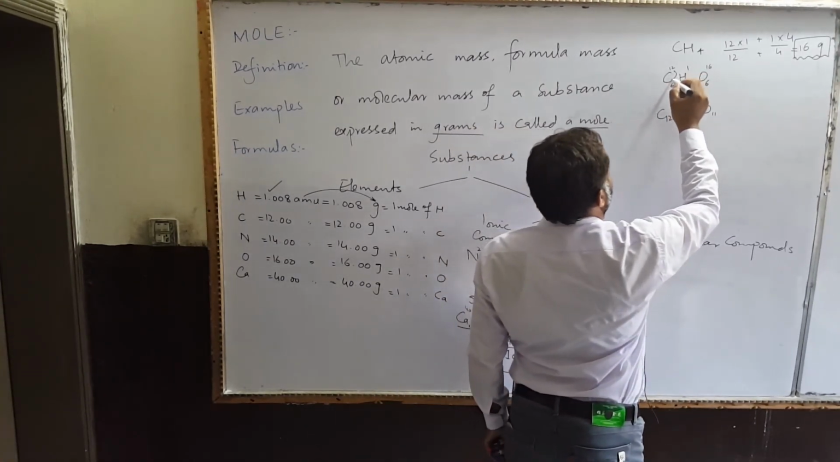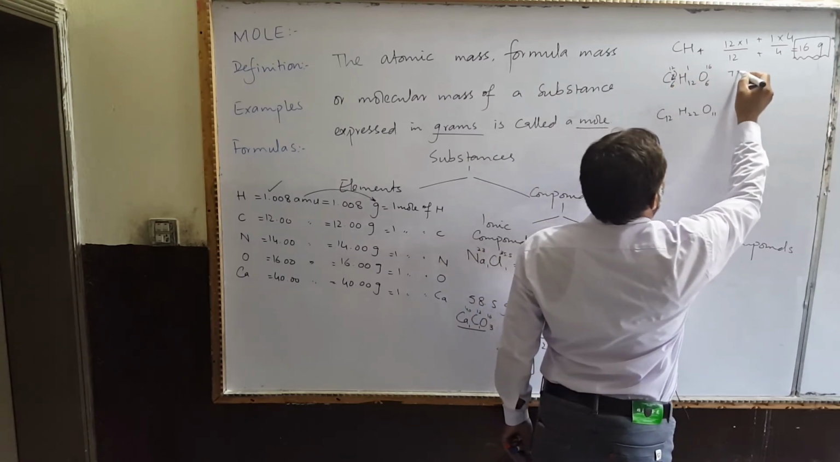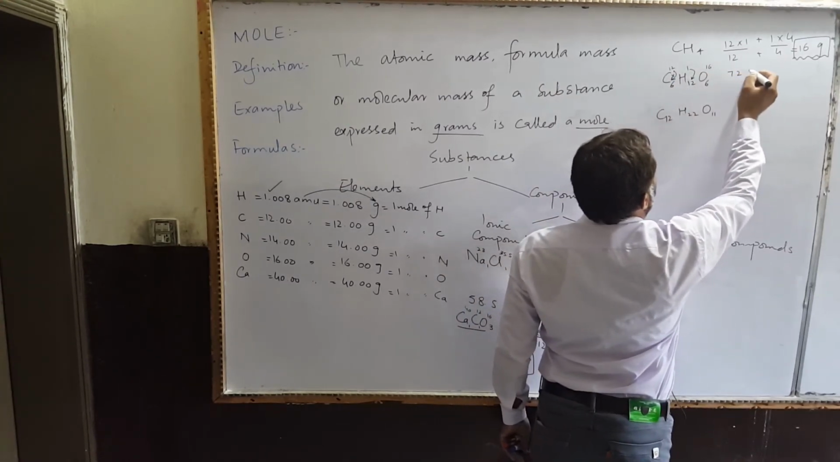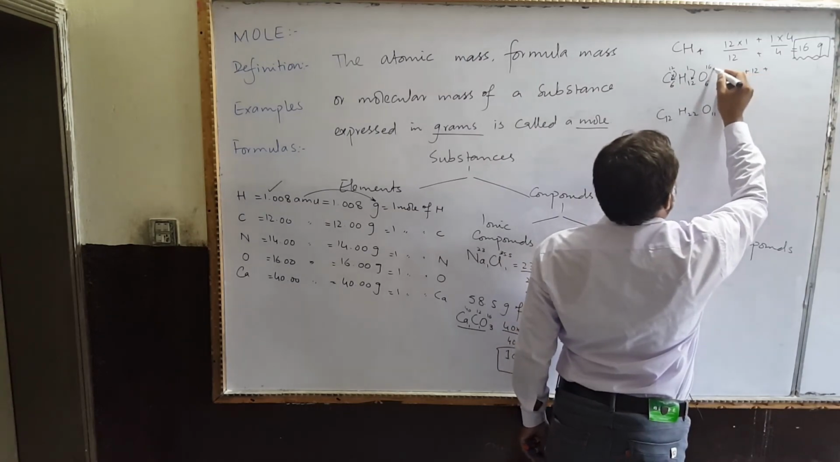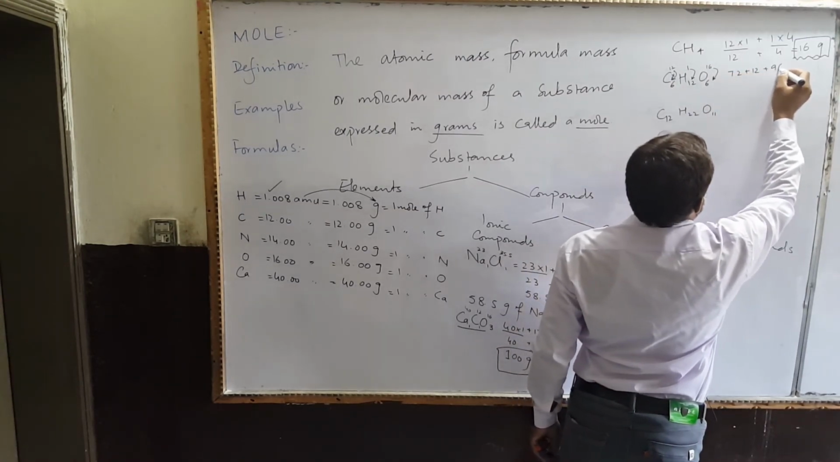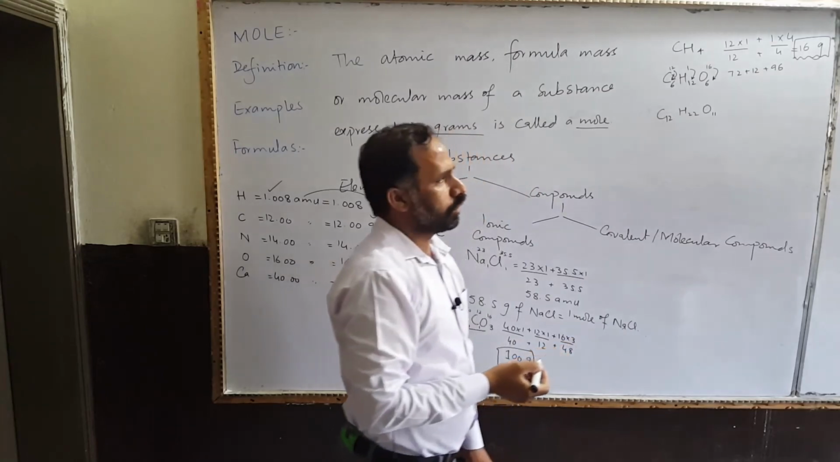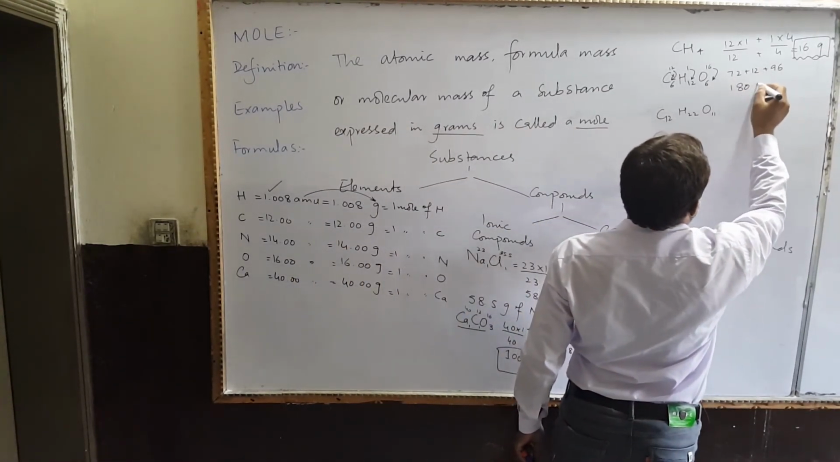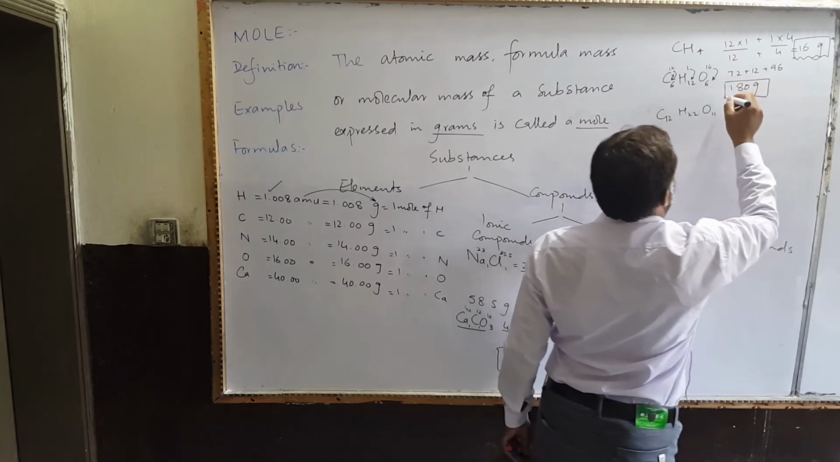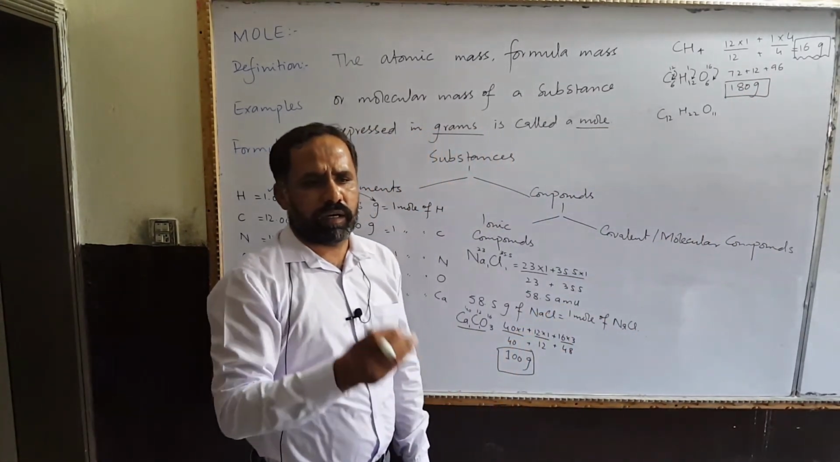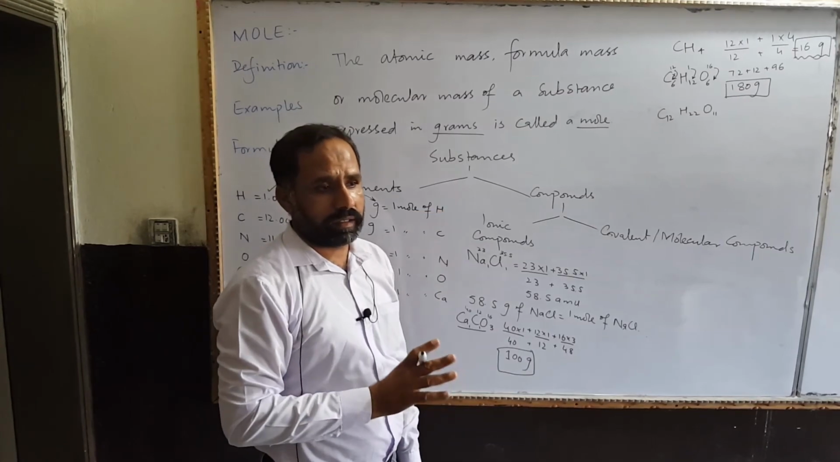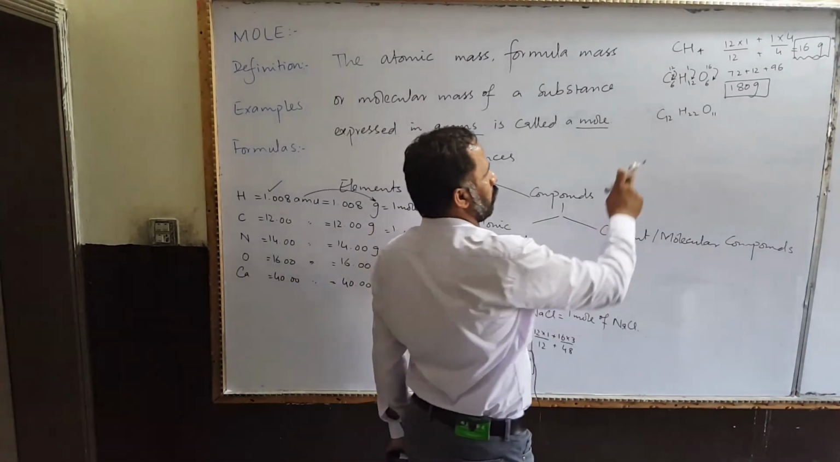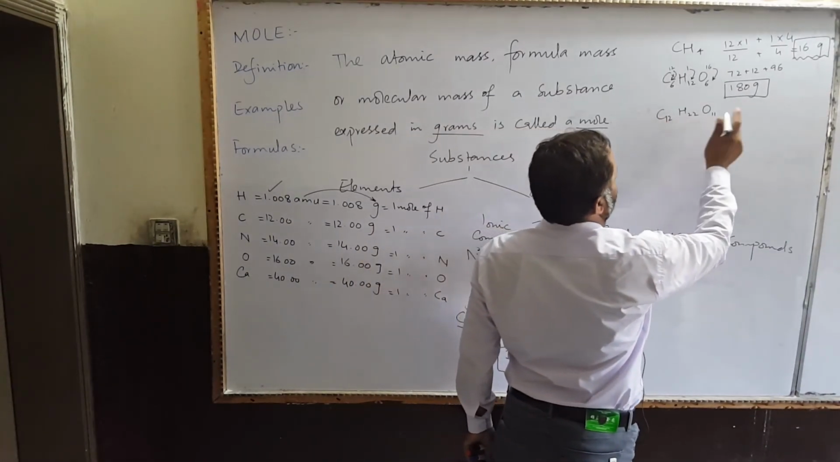12 into 6, 72, plus 1 into 12, 12, plus 16 into 6, 96. By adding these three values, we can calculate that the sum is equal to 180 gram. 180 gram of glucose will be called 1 mole of glucose, 180 gram.